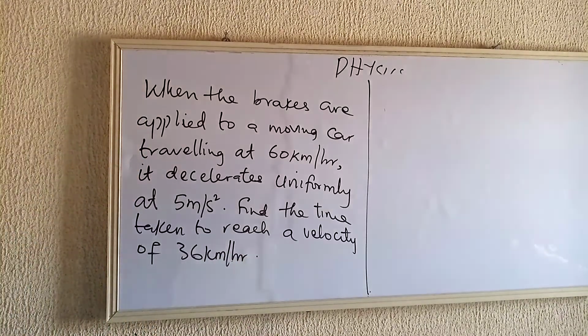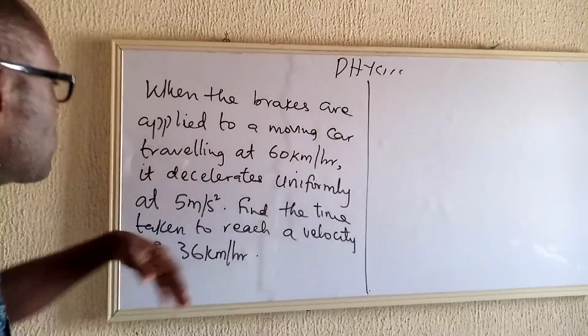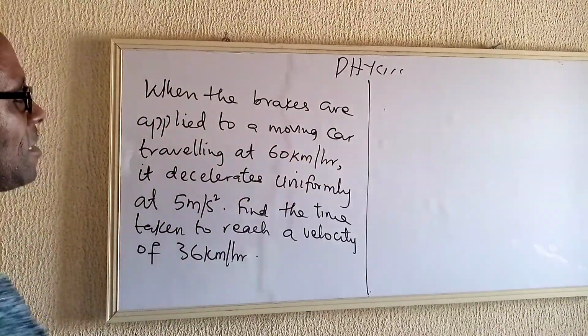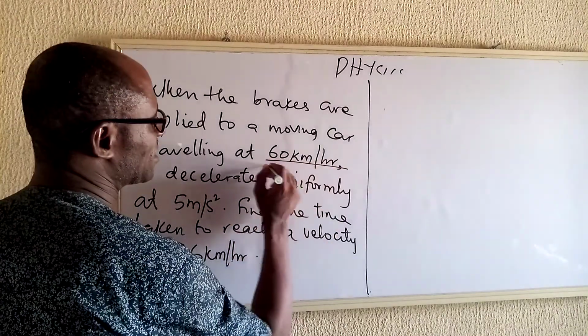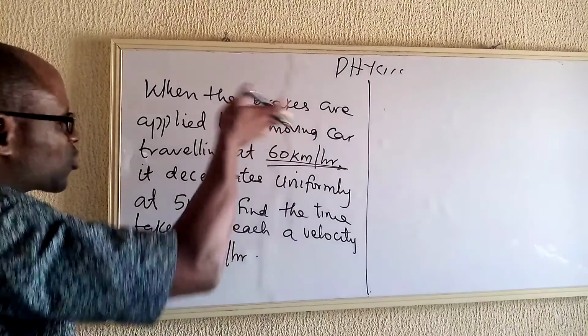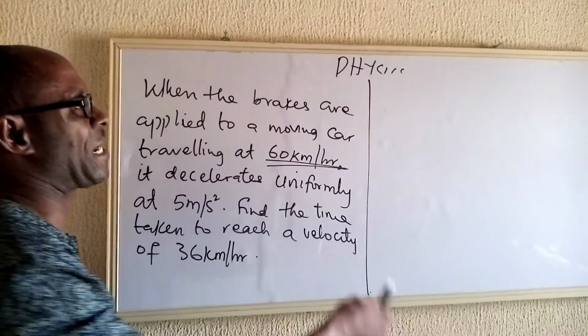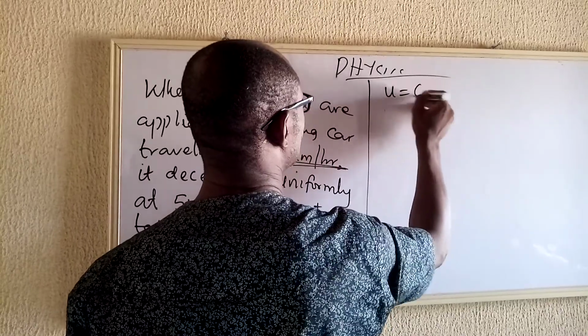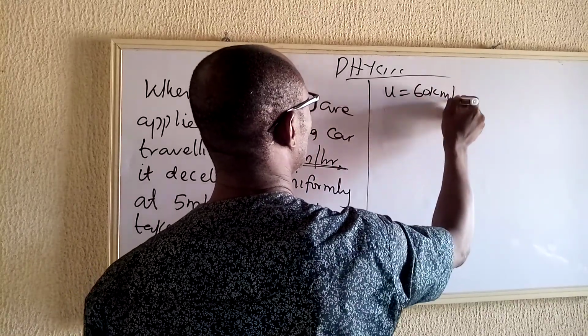Now, this is another example. When the brakes are applied to a moving car traveling at 60 km per hour, so this is the initial velocity, the initial speed of the car, because this is what it's traveling with before the brakes are applied. So U is 60 km per hour.